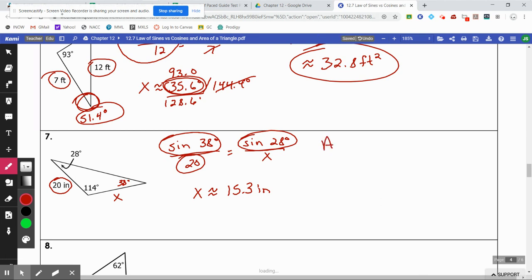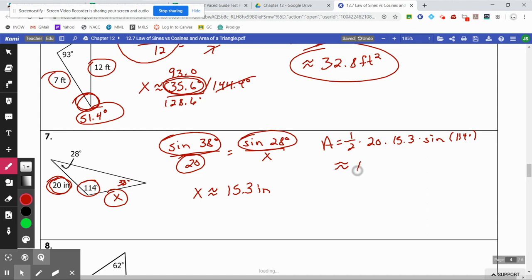So therefore, my area would be 1/2 times 20 times 15.3. And again, the more decimals, the more exact that would be, times the sine of 114. Let's see, 1/2 times 20 times 15.3 times the sine of 114, which is going to be somewhere around 139.8 square inches.